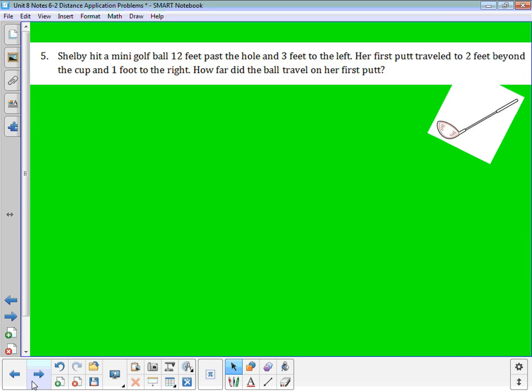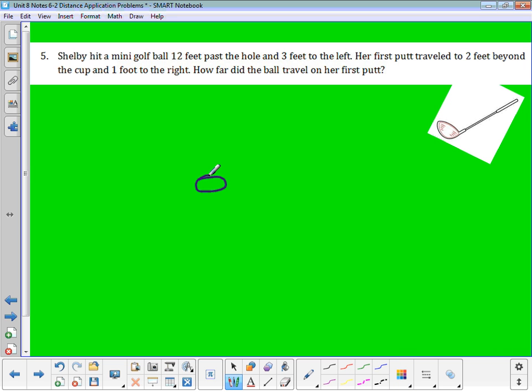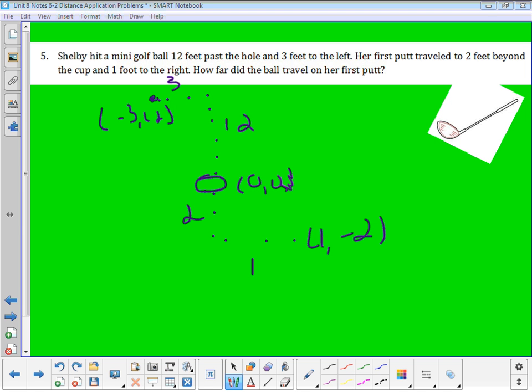Next, let's talk about another mini golf problem just to practice. So again, I'm going to start by drawing the hole itself right here. So I'm going to go ahead and set up the drawing for you. So just like the previous problem, I've set this one up. Okay, so we went left 3 and we were up 12, so I gave the point negative 3, 12.